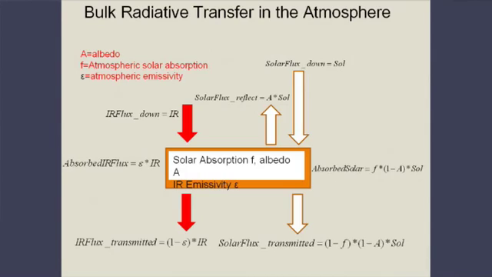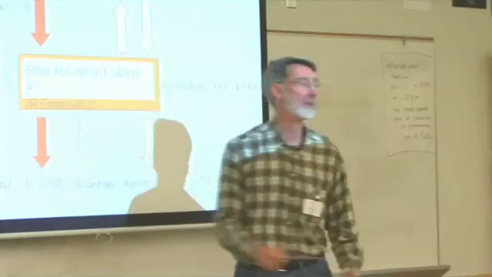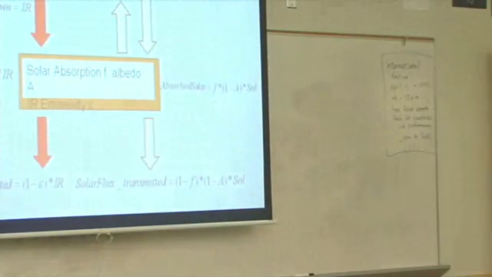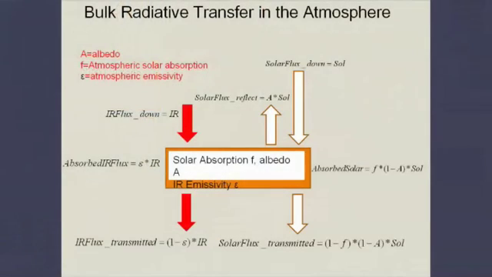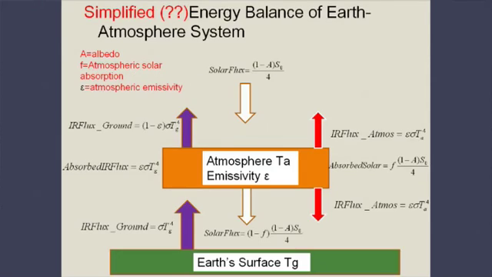So in the infrared, very similar picture. There's an IR flux down. The atmosphere absorbs some amount, which is our emissivity times that flux, and we transmit (1 minus emissivity) times the IR up. There's no reflected. The atmosphere in the infrared is so absorbing, it just doesn't reflect anything. Maybe certain particular things might do a little, but for our purposes here, nothing. So, next slide.